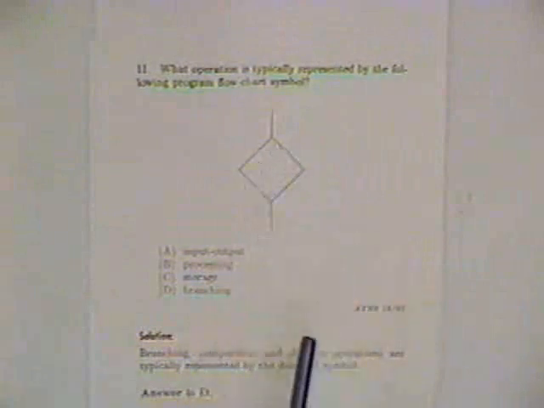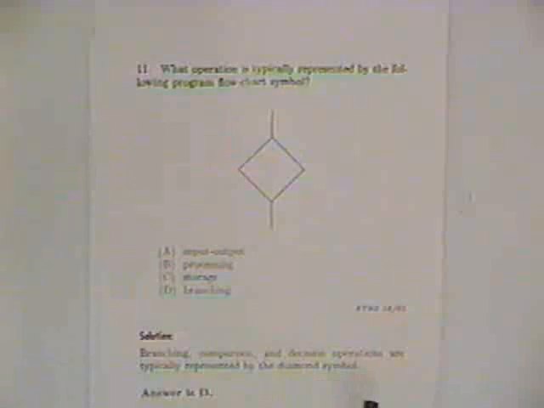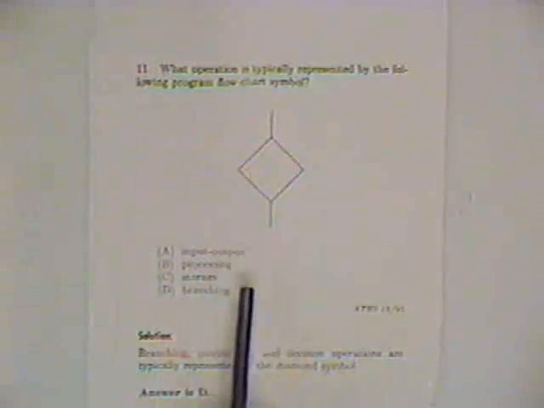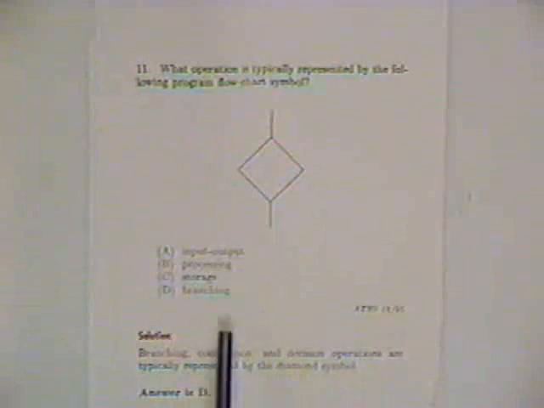An example would be here, where the question is asking what operation is typically represented by the following program flow chart symbol. So you could look at that and you see that the shape is a diamond. That's going to be a decision point where you're going to make some comparison and do some branching. So the answer would be, in this case, D, branching. It doesn't represent processing. It doesn't represent input-output. It doesn't represent storage. Right?